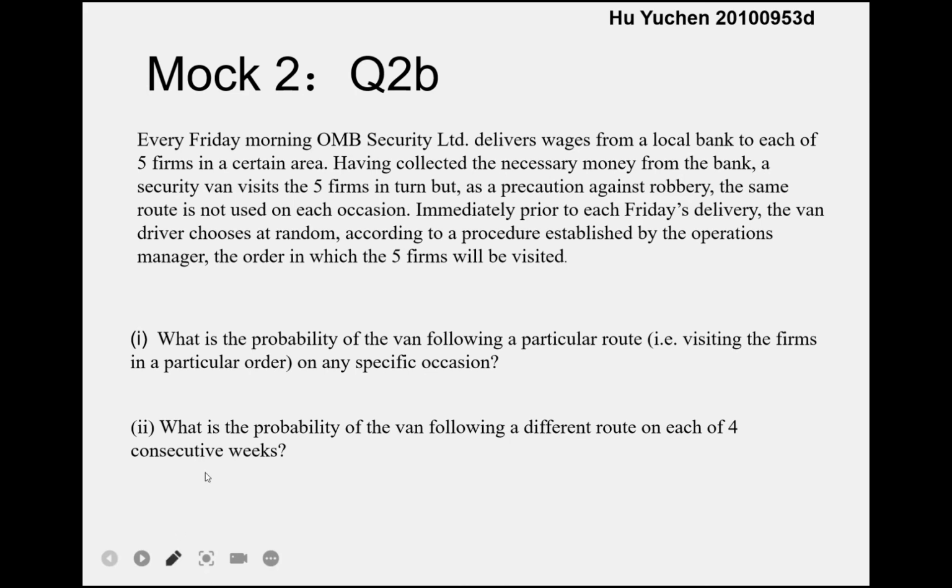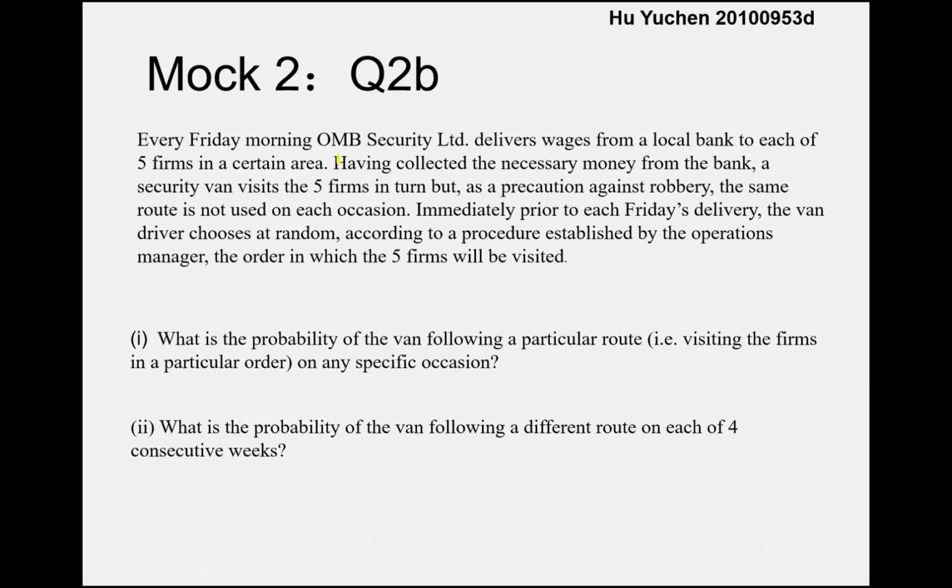Every Friday morning, OMB Security delivers pay from a local bank to each of 5 firms in a certain area. Having collected the necessary money from the bank, a security van visits the 5 firms in turn, but as a precaution against robbery, the same route is not used on each occasion. Immediately prior to each Friday's delivery, the van driver chooses at random, according to a procedure established by the operations manager, the order in which the 5 firms will be visited.